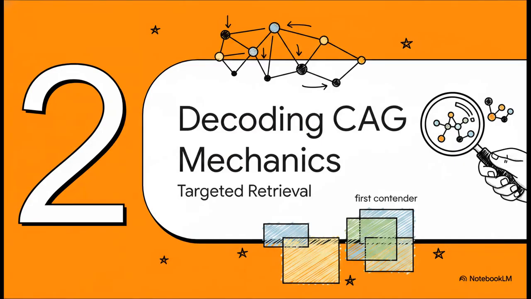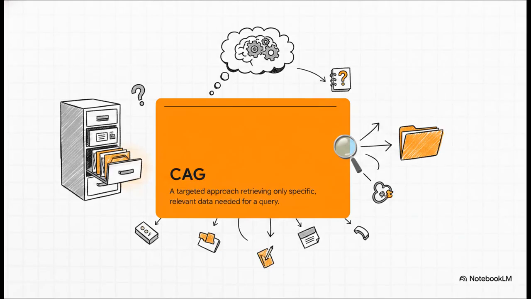Section 2, decoding CAG mechanics. So our first contender, CAG. This stands for Context-Augmented or Context-Aware Generation. Basically, it's a targeted approach where the AI retrieves only the specific, relevant information needed to answer a query. To really wrap your head around this, imagine your own memory as a highly organized filing cabinet. When someone asks you for a specific client's phone number, you don't read every single file in the cabinet from A to Z, right? Of course not. You walk right over, pull the exact folder you need, and give the answer. That's CAG in a nutshell. It's incredibly precise and keeps the AI focused exactly on what matters without overwhelming its processing power.